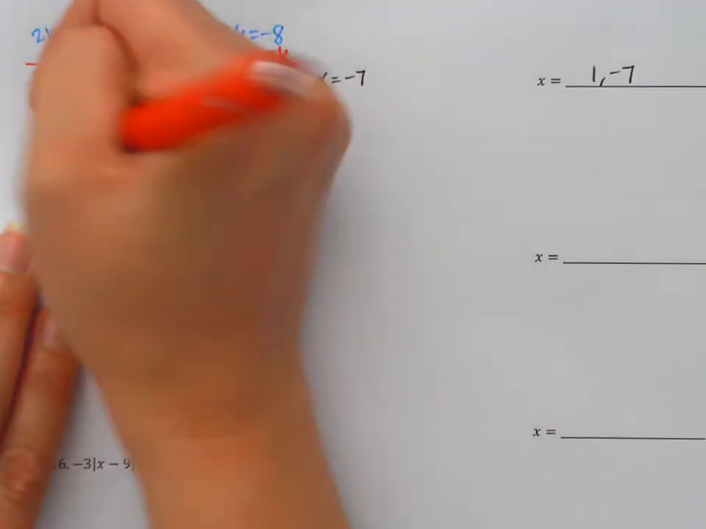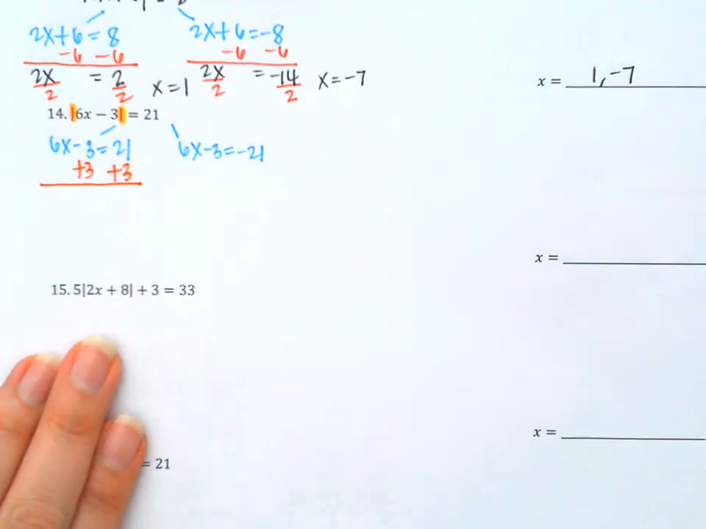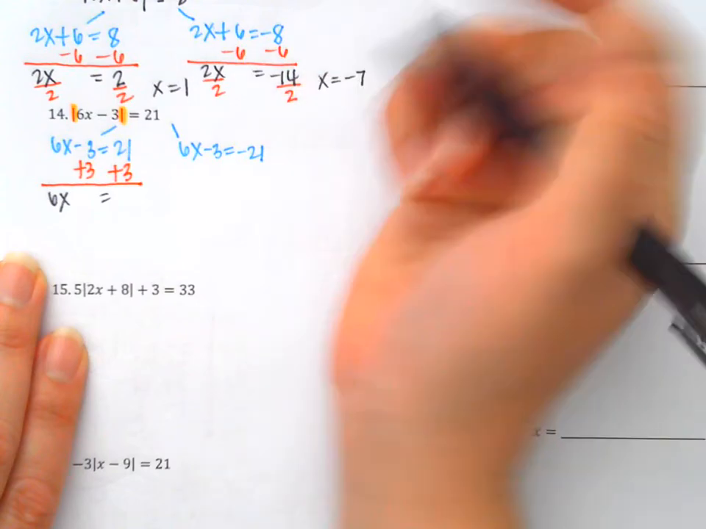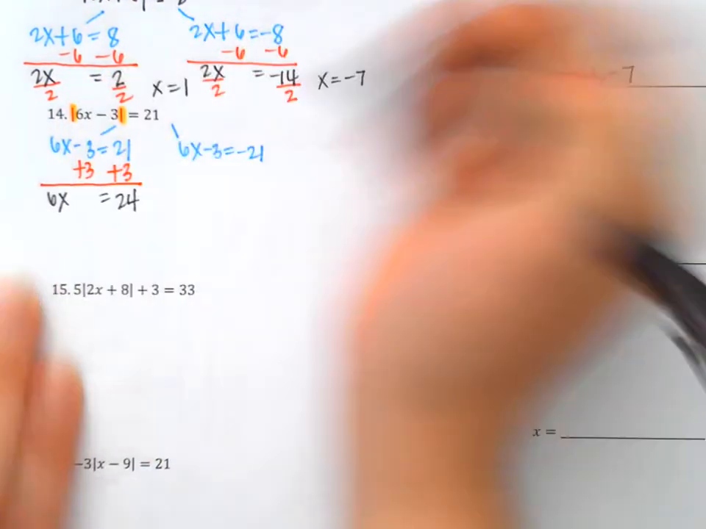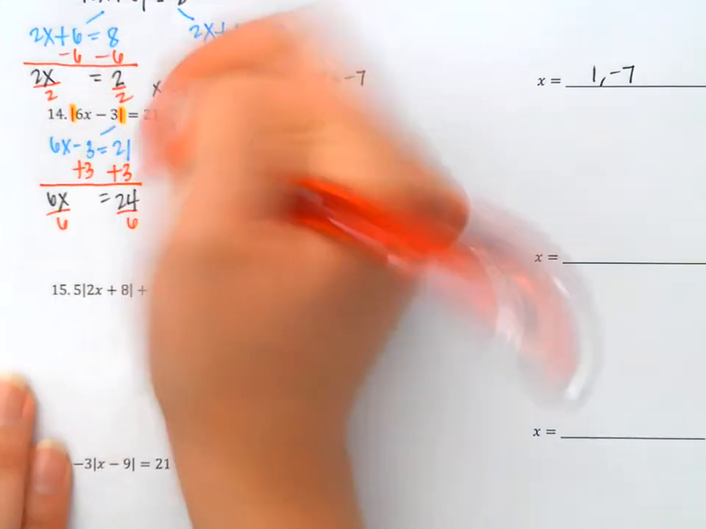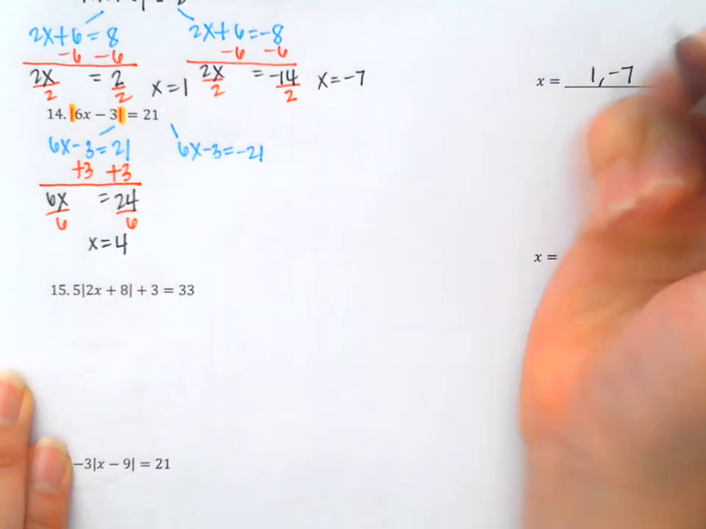So I would add 3 to both sides. I get 6x. Negative 3 plus 3 is 0. 21 plus 3 is 24. Divide both sides by 6. And I get x equals 4.